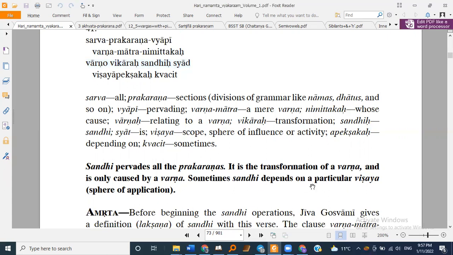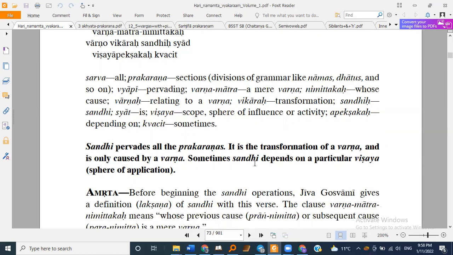Sometimes sandhi depends on a particular vishaya, a sphere of application. Sometimes there is a sutra saying that in such a situation, you do this change: you replace this letter with a different letter and so on. So sometimes sandhis are done according to the applications, the sutras.